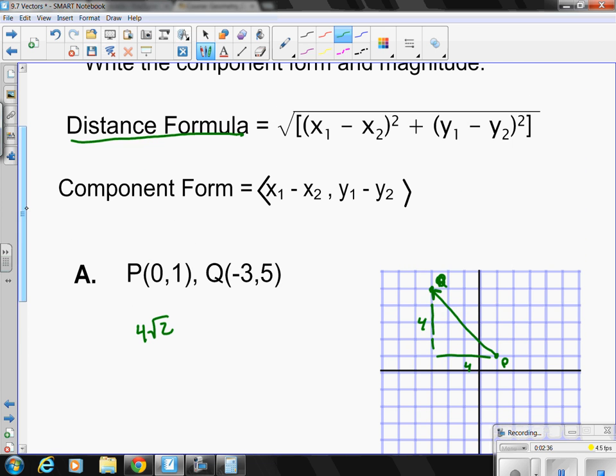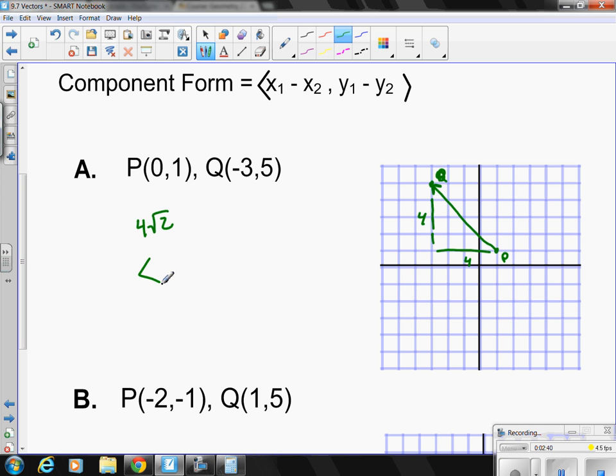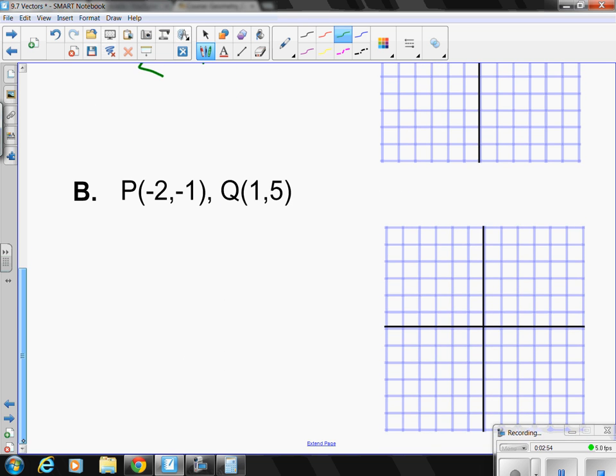And what were we asked to find? Right, the component form and the magnitude. So the component form is, we went backwards 4, and we went up 4. Okay, so this is, you could think of that as a -4. You could do this once again, plot -2, -1, and 1, 5.